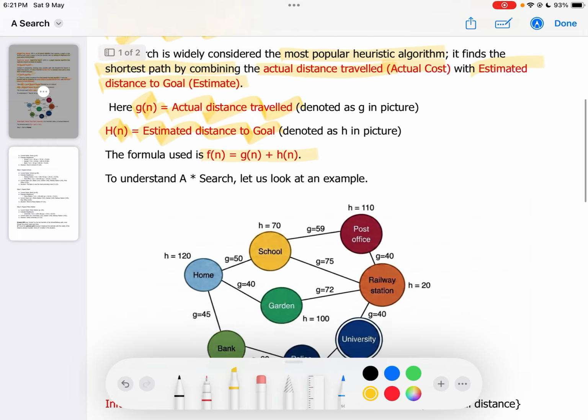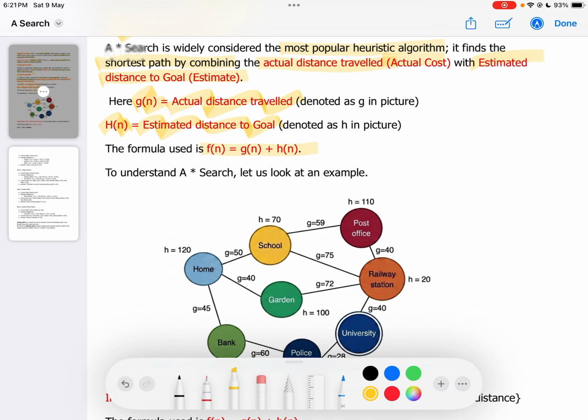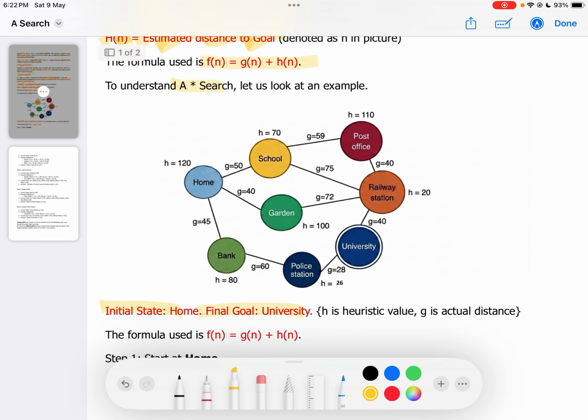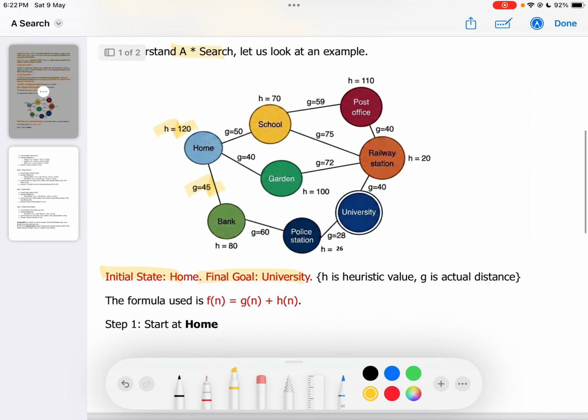To understand A star, let's look at an example. The initial state is home. The goal is university. h is the heuristic value and g is the actual distance. So the formula used is g of n plus h of n.